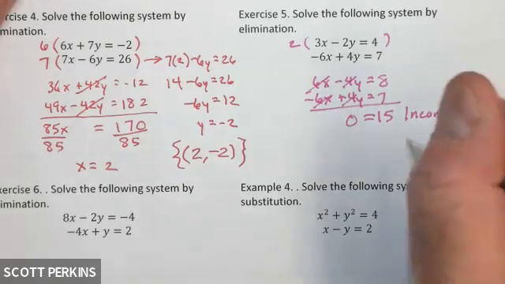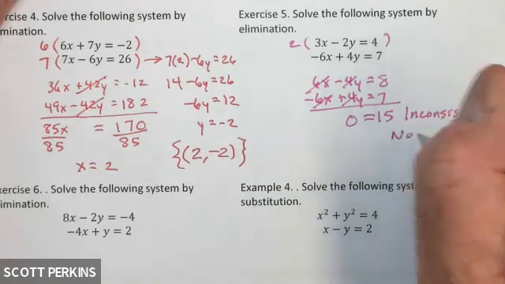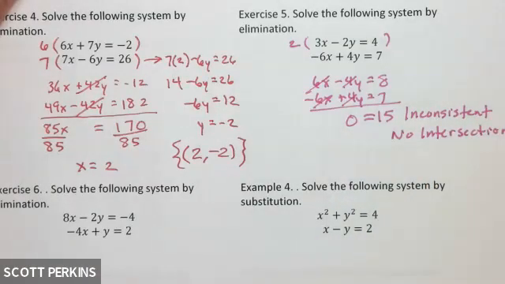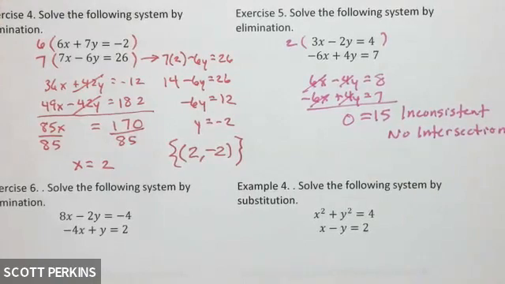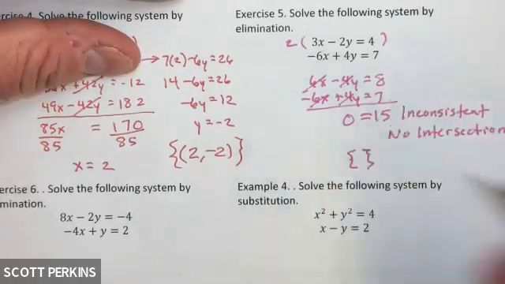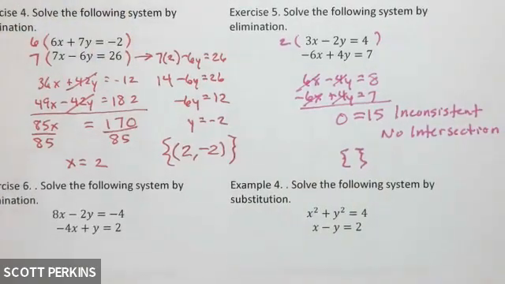Pictorially, what it means is that there's no intersection. In the particular case of lines, it means they're parallel. But with nonlinear, parallel doesn't really have much meaning. And so what we're just going to write here, since there's no intersection, there's no solution, we just got ourselves a little empty set right here. So no solution.